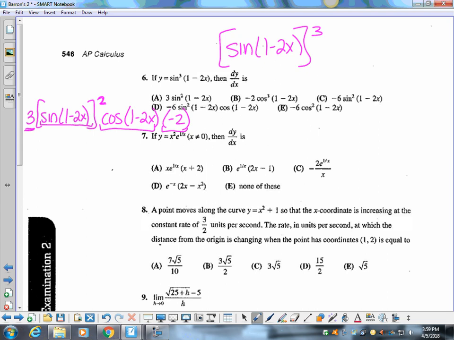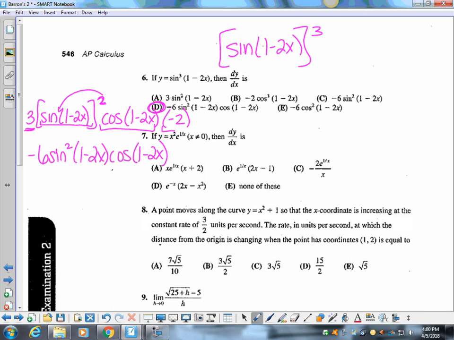So now I'm just going to clean. That's going to give me negative 6. And then I'm going to rewrite this 2. I'm going to put the power back on the sine. 1 minus 2x cosine. And I think that is D. So again, not difficult, just something you have to make sure you remember. Number 7. We're going to roll right into number 7.